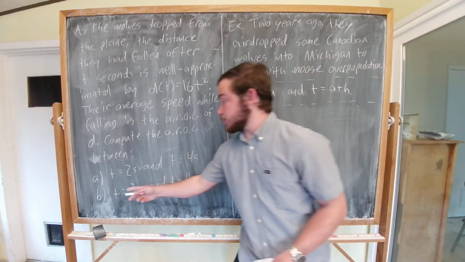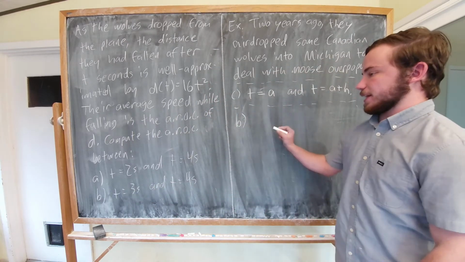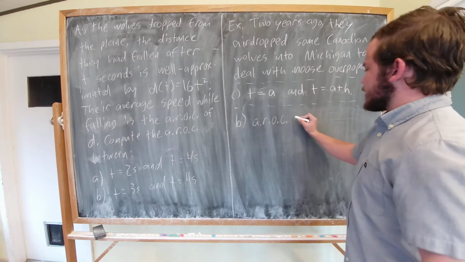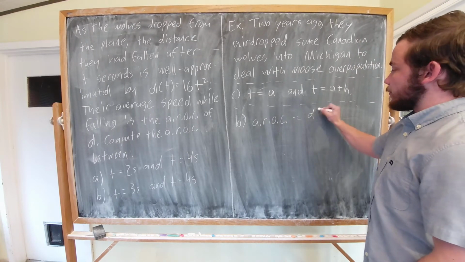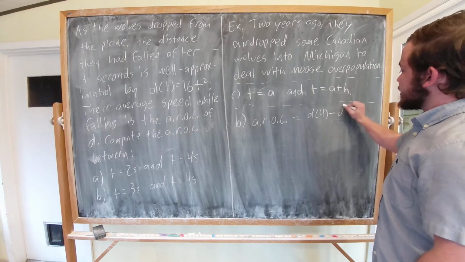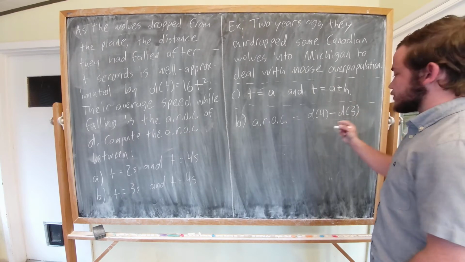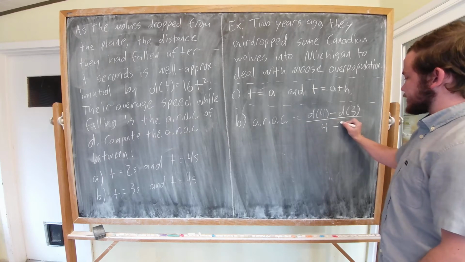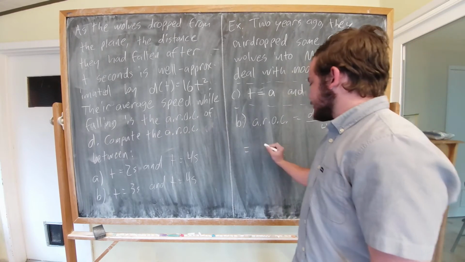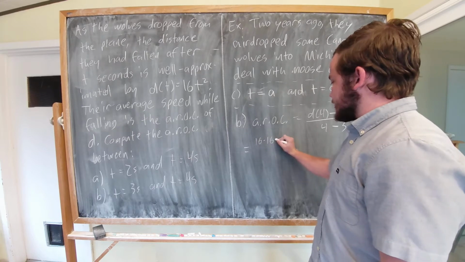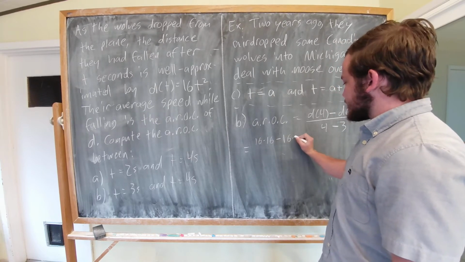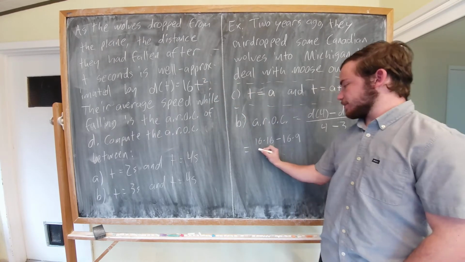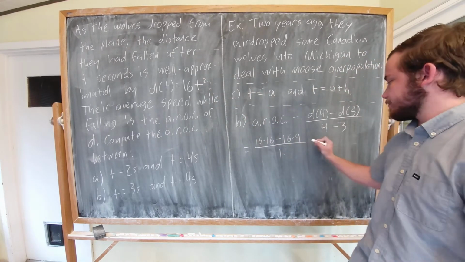Okay, part B. We now want the average rate of change between 3 seconds and 4 seconds. So it's going to be the same kind of idea. The average rate of change is going to be now d of 4 minus d of 3, since we're using 3 as our starting point, over 4 minus 3. This is 16 times 16 minus 16 times 9, right? 3 squared is 9. Divided by 4 minus 3, which is 1.